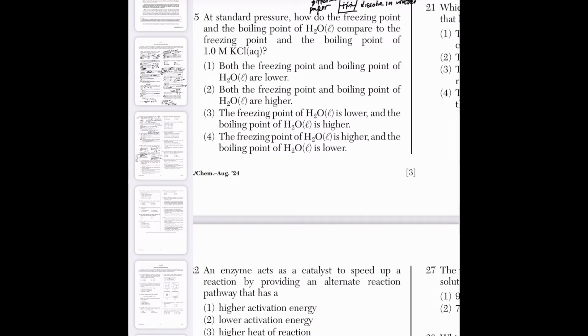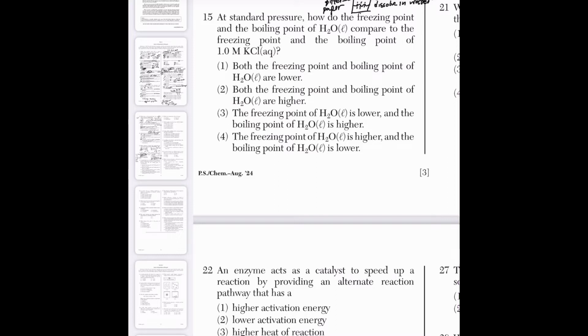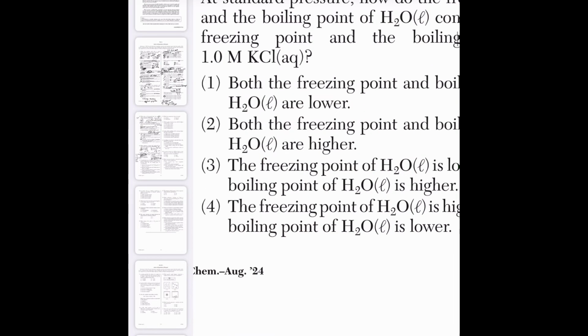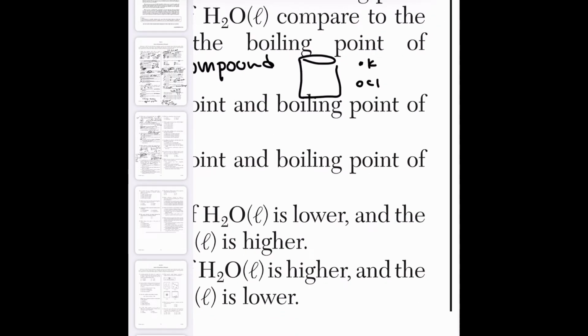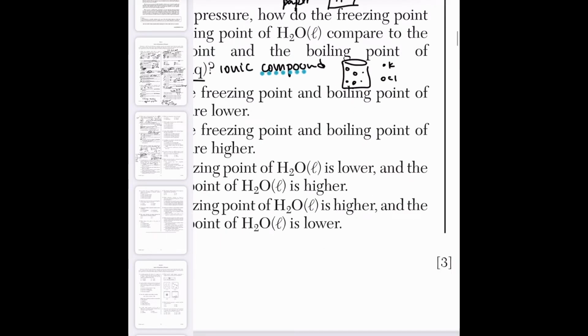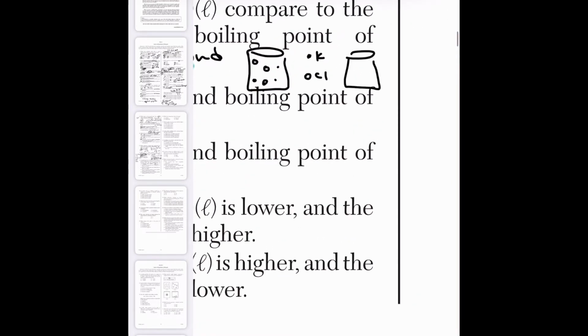At standard temperature, how do the freezing point and boiling point of H2O compare to the freezing point and boiling point of 1 molar potassium chloride? So potassium chloride, KCl, is an ionic compound that is soluble in water. So it would be something like this, K and Cl, compared to water, which would just be like this.